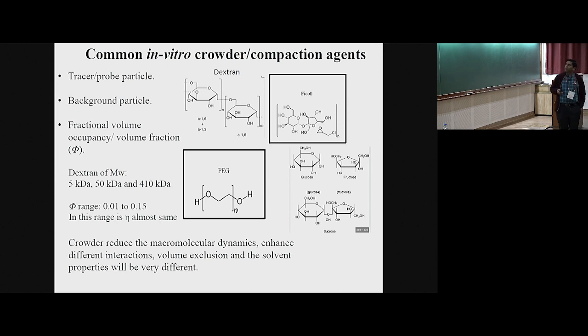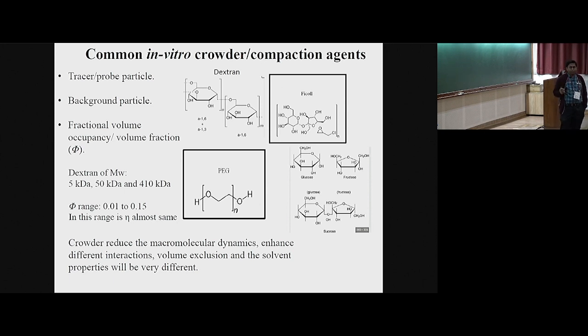So what are the common crowders we can use in vitro? Here a few names we have mentioned, but there are a lot of crowders available in the market. You can use any of them. So dextran is a neutral macromolecule, and it varies with different sizes. You can use ficoll, PEG, and glucose, fructose, or sucrose molecules.